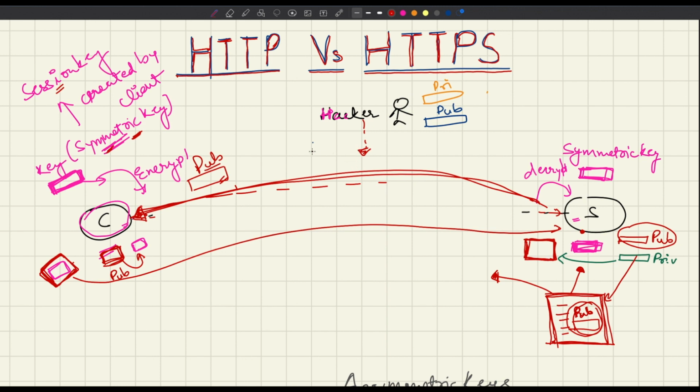Now, once that certificate and public key are sent, this hacker cannot do anything at this point. It cannot change this public key with its own public key. Why? Because this certificate is generated for the public key of our server here. It cannot work with this particular public key. And also this certificate, which is generated for this server, this hacker cannot change that. Right?